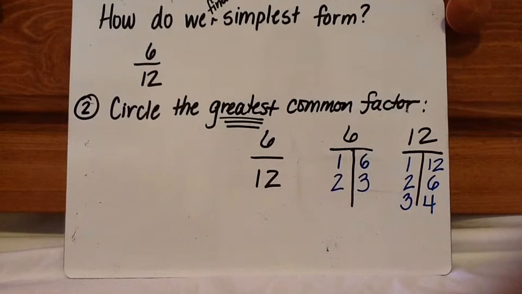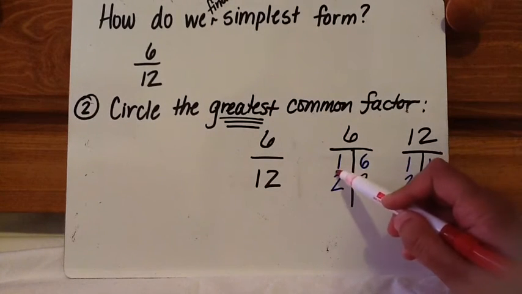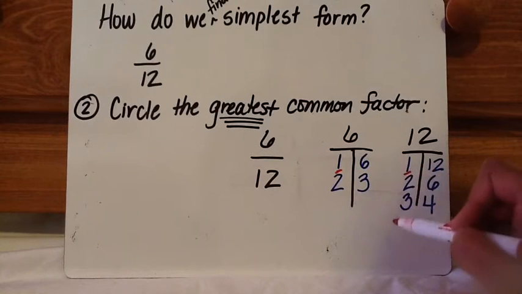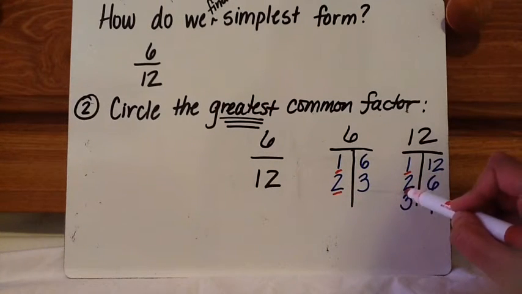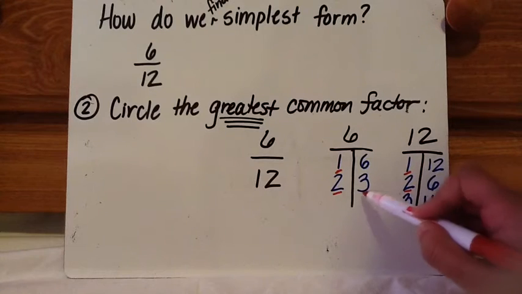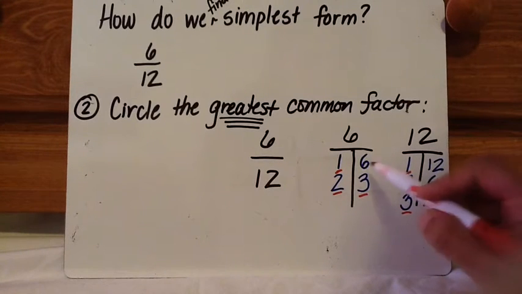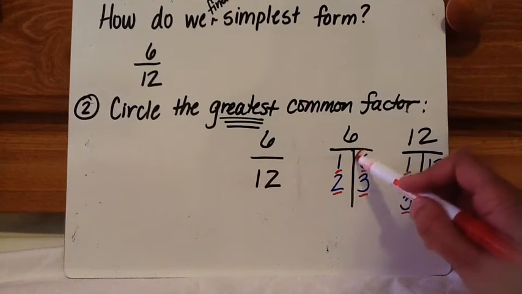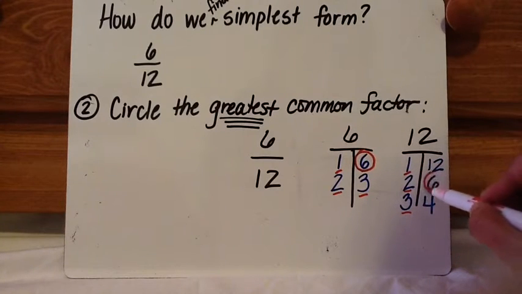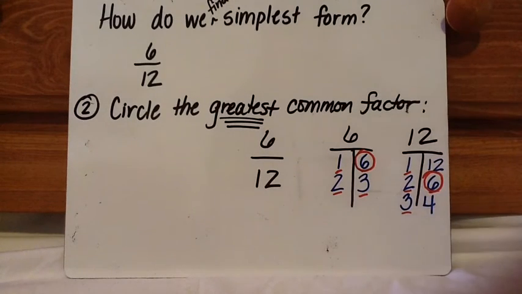So a lot of people end up picking a common factor, but it's not the greatest common factor. So let's look. They both have 1 in common. They both have 2 in common. They both have 3 in common. And they both have 6 in common. The highest number is 6. So 6 is my greatest common factor.